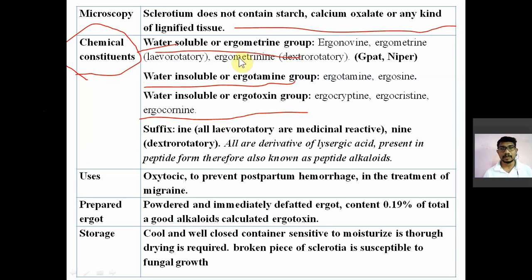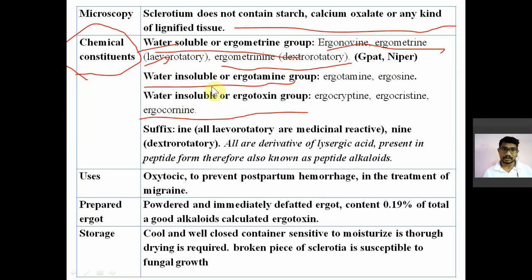Ergotamine is water insoluble. Ergotoxin is also water insoluble. So ergometrine is water soluble, ergotamine is water insoluble, ergotoxin is again water insoluble. Out of these three, the water soluble ergometrine group, उसमें कितने alkaloids होंगे? For example ergonovine and ergometrine. These are levorotatory. Ergonovine is levorotatory, and ergometrinine is dextro. उसमें दो होते हैं, जिसके एंड में सफिक्स ine ही रहेगा, that is levorotatory. जिसके सफिक्स inine रहेगा, that is dextro.